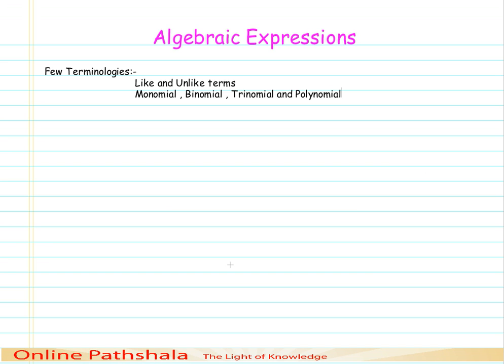Hello, and today we'll be discussing some terminologies of algebraic expressions. The first one is like and unlike terms. The next is monomial, binomial, trinomial, and polynomial. So let us take the first subtopic, like and unlike terms.